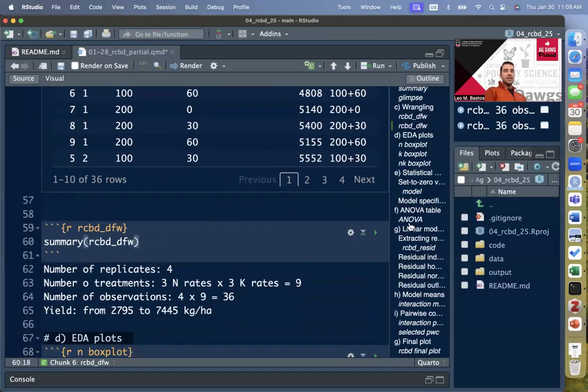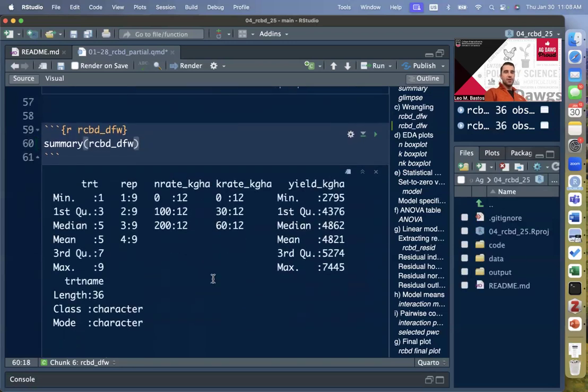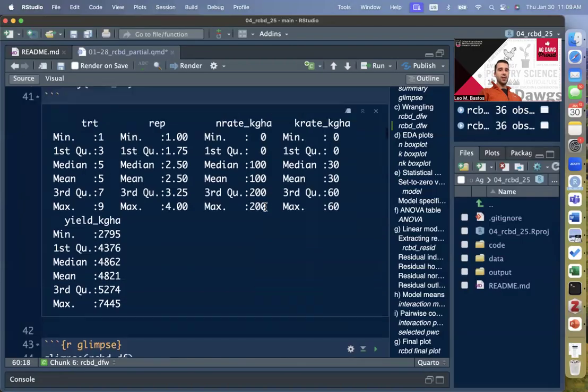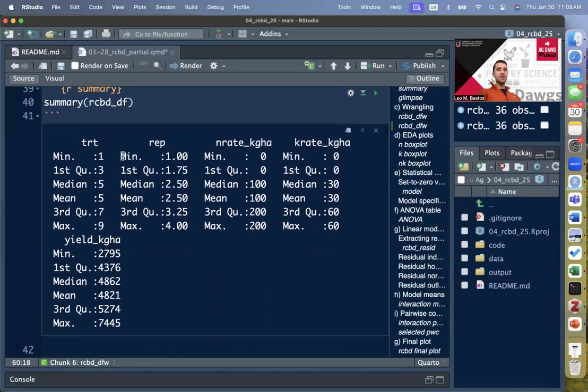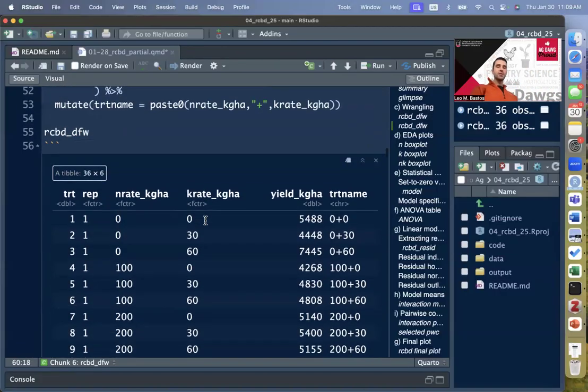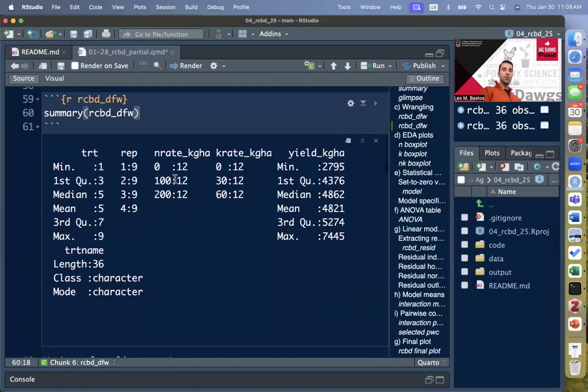All right, so now if you ask for a summary of it, if you just run that chunk, one of the things you're going to notice is that before we wrangled it, the summary function was seeing block and nitrogen rate and potassium rate as numerical. And if we go back to that chunk, it was giving us a statistical summary for it, right? Every time R sees a column as numerical, it gives you a statistical summary of that column. Now that we forced those variables to be categorical, or a factor, it's not giving us a statistical summary anymore. It's just giving the information of how many rows it has for each one of those levels.